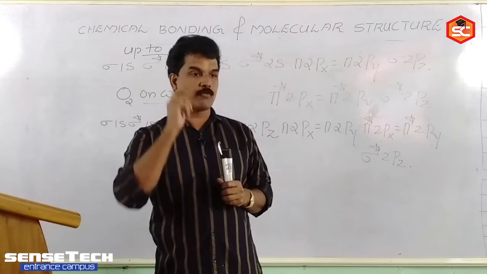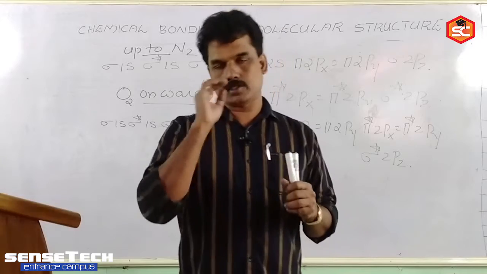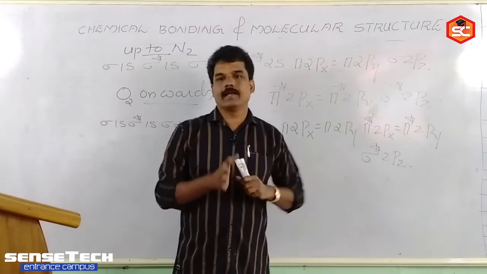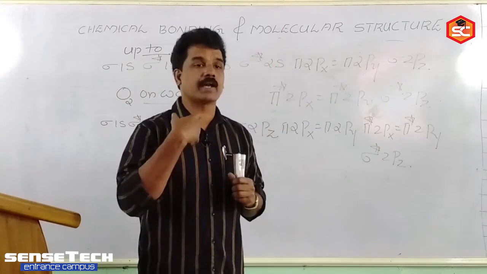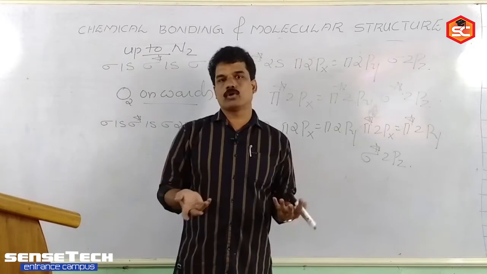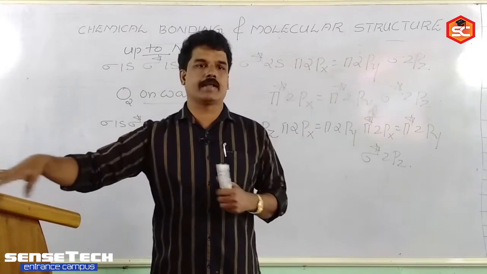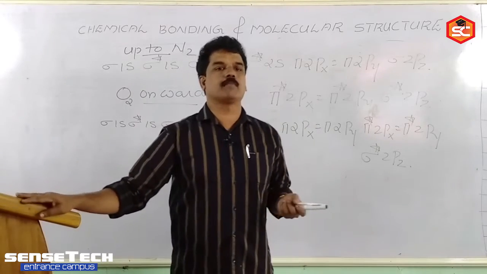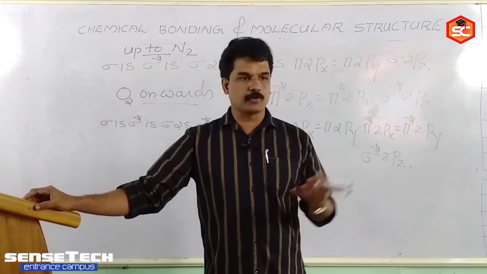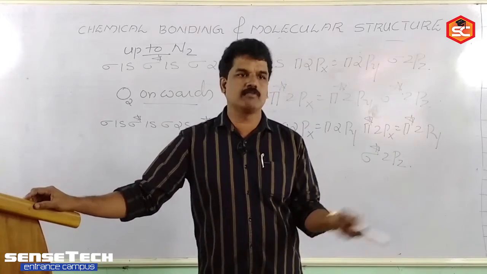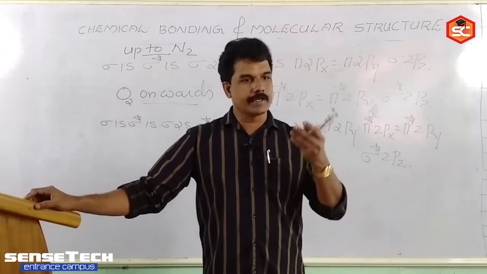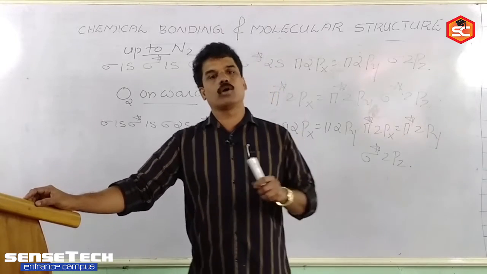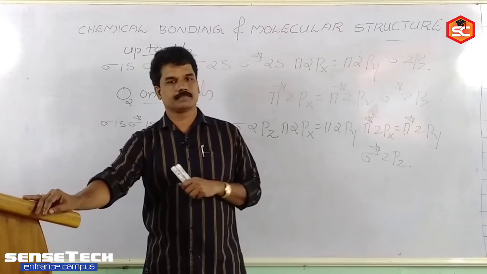Bond order. What is the formula you studied for bond order? Yes, half into NB minus NA. For what purpose are we calculating bond order? From the bond order we get many concepts regarding that particular molecule. From the bond order value we can predict the stability of a molecule. Suppose you are given 3 molecules and they ask which is more stable. When you calculate bond order, the one with more bond order is more stable.